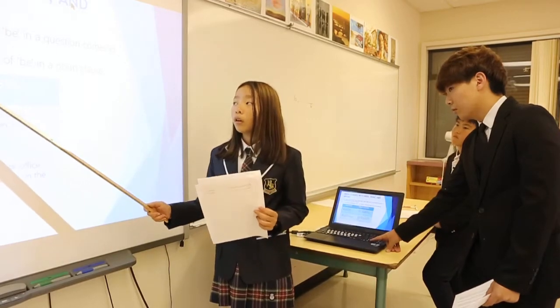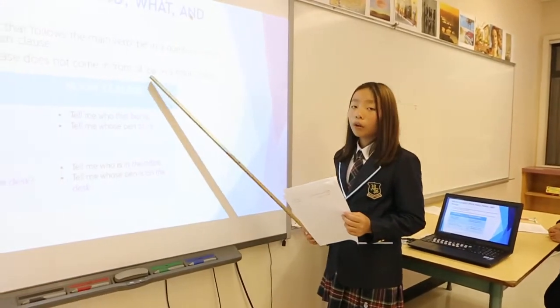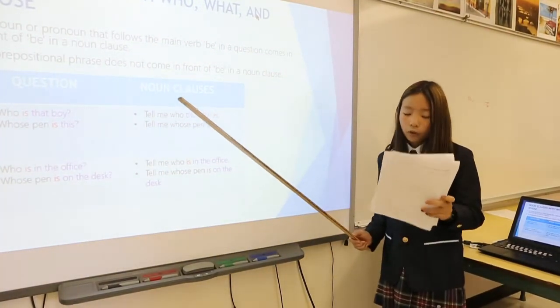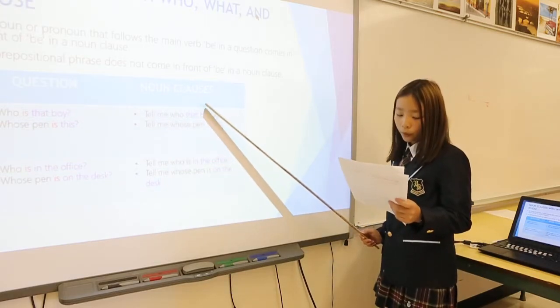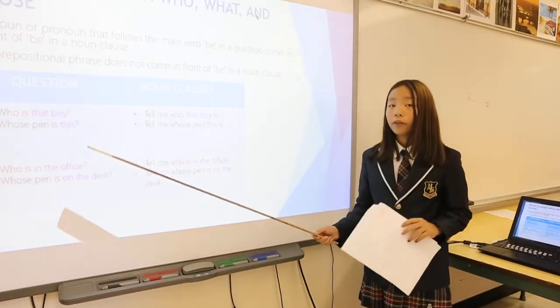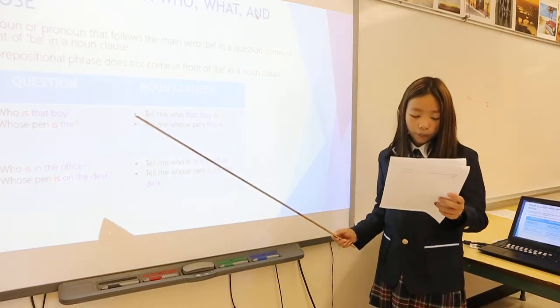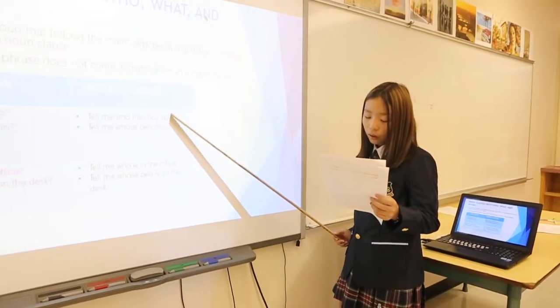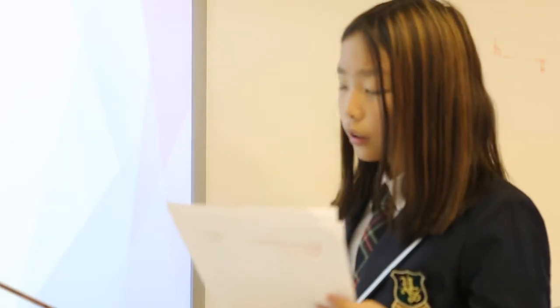A noun or pronoun that follows the main verb be in a question comes in front of be in a noun clause. For example, who is that boy? Tell me who that boy is. In the question sentence, is is the verb and that boy is the subject. In the noun clause, the verb is goes after the subject that boy. Another example is whose pen is this? Tell me whose pen this is. Again, the verb is comes after the subject this in the noun clause.